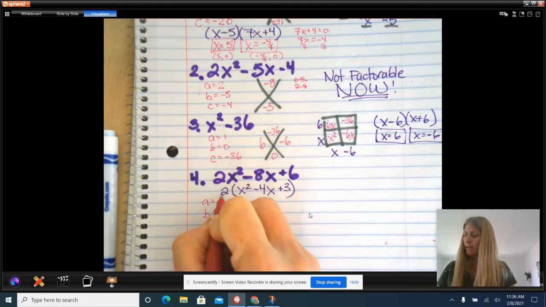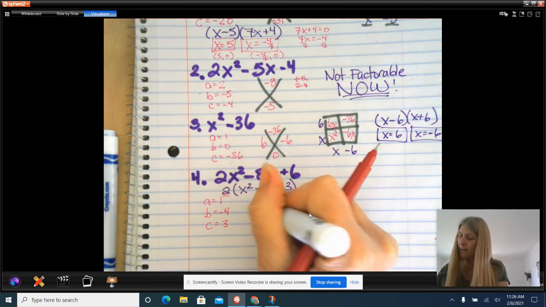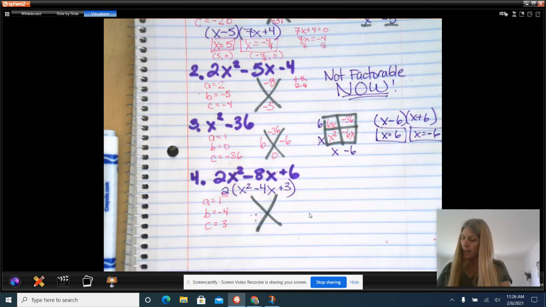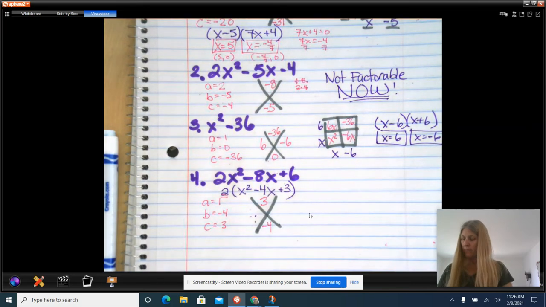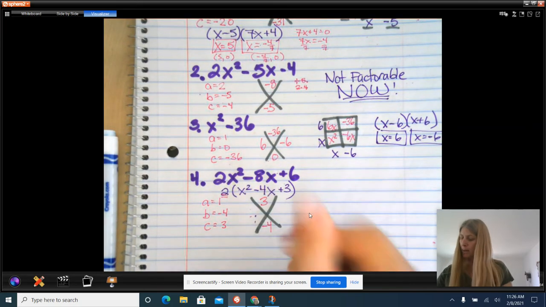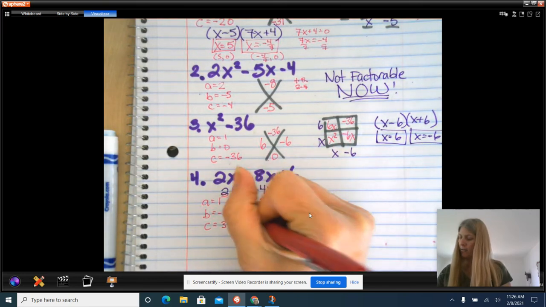You just can't forget to leave that 2 out of our product form. So a times c, 1 times 3 is 3. B on the bottom. The only way to get a 3 is 3 times 1, and they both have to be negative to add to negative 4.